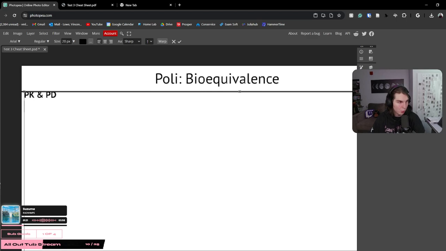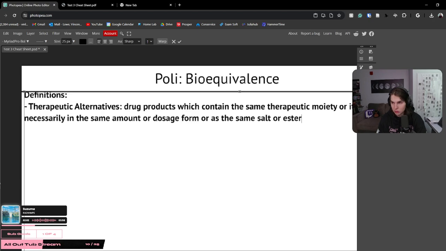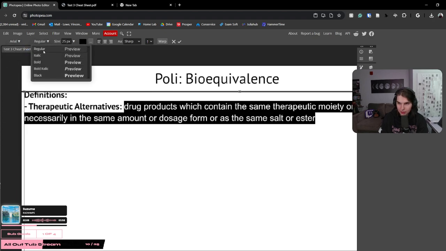All right, so let's start some bioequivalence chat. Drug product quantity, that's fine. Yeah, I know what drugs are, chat. Okay, there we go. Let's just put it in a definition section, chat, just because we can. I don't need drug product. Let's do therapeutic. Therapeutic. We'll change this to regular. That's not regular. Regular, perfect.